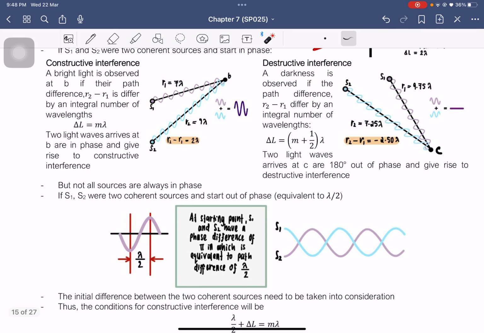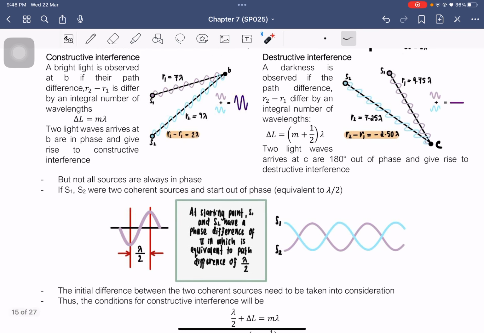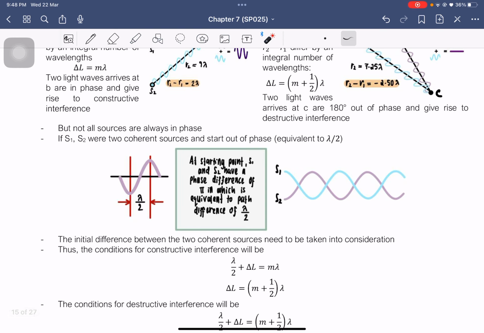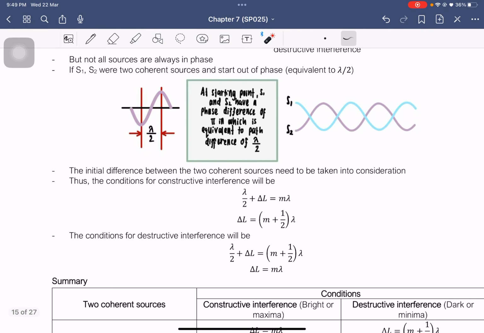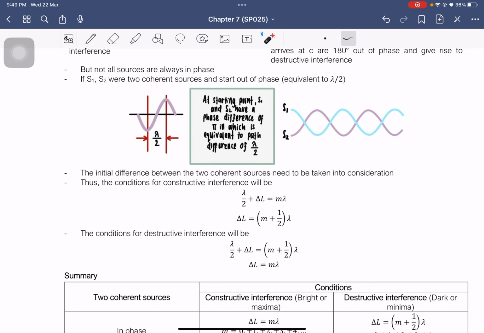But you should know that not all sources are always in phase. If the two coherent sources are out of phase, they will be equivalent to lambda over 2. So they will have a phase difference of pi, which is equivalent to lambda over 2. So they do not start in phase. The initial difference between the two coherent sources needs to be taken into consideration. So for the condition for constructive interference, this is how you calculate it, and then this is for destructive interference.